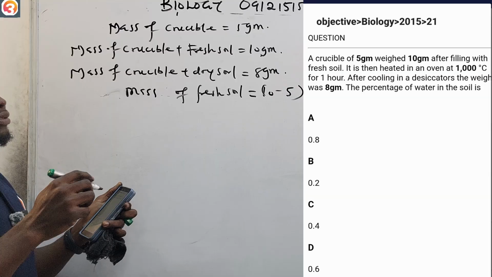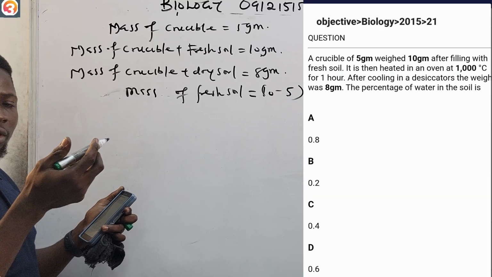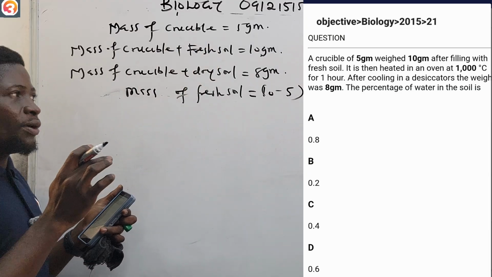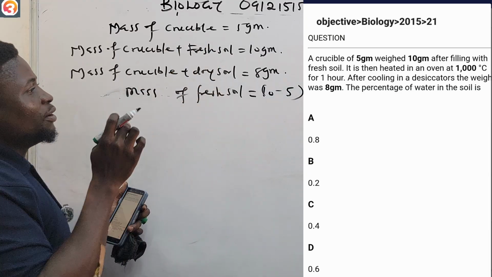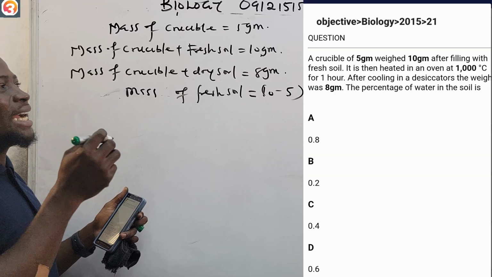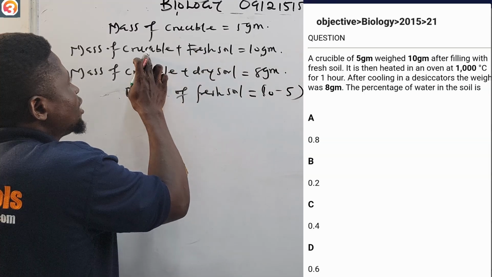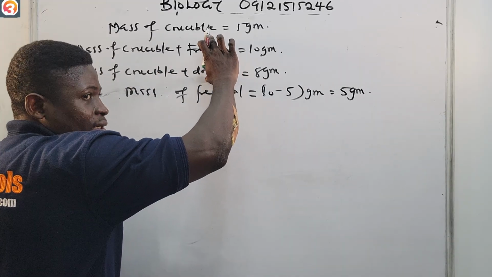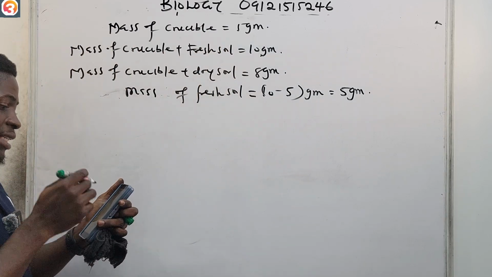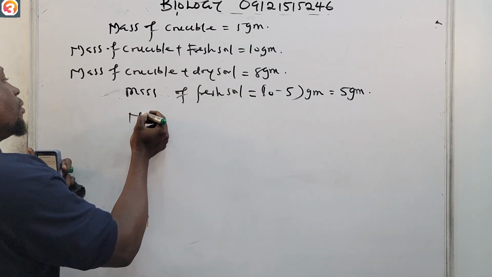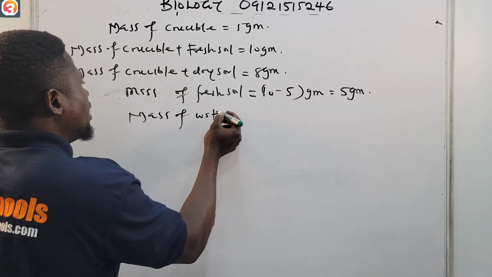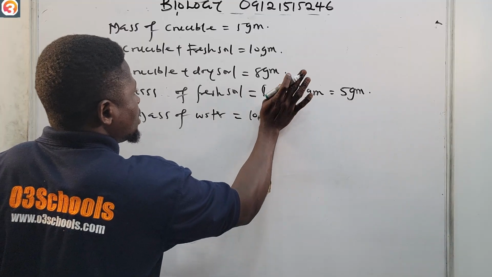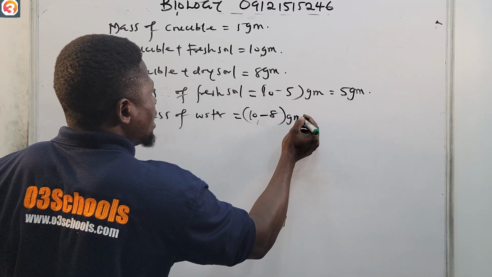Now, dehydration has happened. They have removed the water from the fresh soil, leaving us with dry soil. If we want to calculate the mass of water that was dehydrated, it will be from the mass of crucible plus fresh soil and the mass of crucible plus dry soil, because it was lost during dehydration. So the mass of water will be 10 minus 8, which is 2 grams.